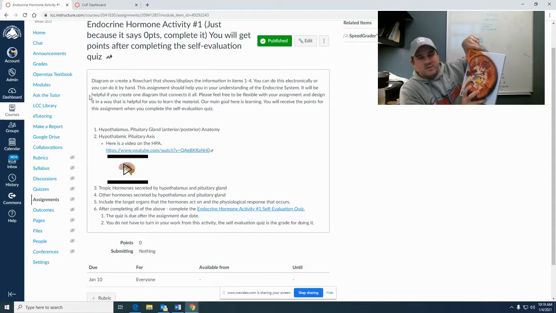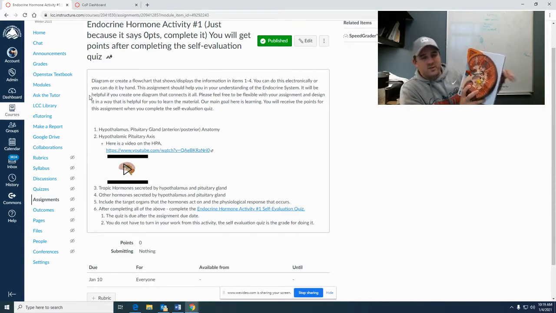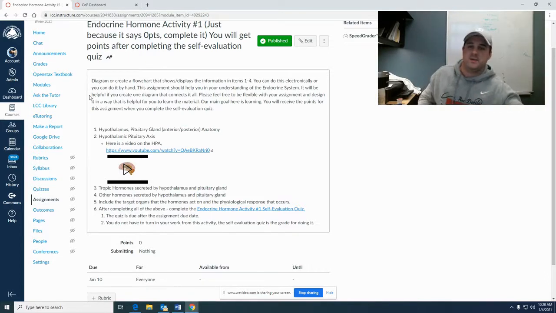But the outer layer is more connected with your corticosteroids, okay, things like cortisol and aldosterone, okay, and your medulla is related to your stress. I shouldn't say stress because cortisol is a stress-related hormone, but the medulla is related to releasing your epinephrine, norepinephrine, adrenaline type hormones. Okay, so you'll learn about that when you dive into the endocrine system more, but those are things you're going to be talking about in your first endocrine hormone activity number 1.